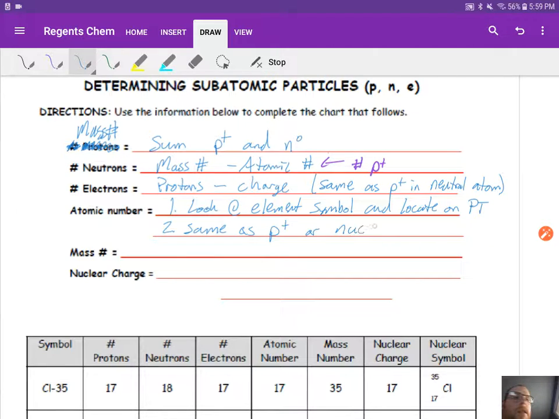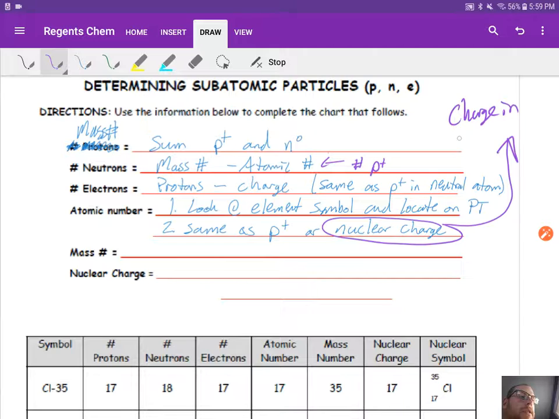Now, one thing I will say, nuclear charge, guys, that sounds really fancy, okay? But nuclear charge, just think about it. It's the charge in the nucleus. What's the only particle that has a charge in the nucleus? Protons. That's it. Protons. Mass number. Okay, it's the sum, which we already wrote in there.